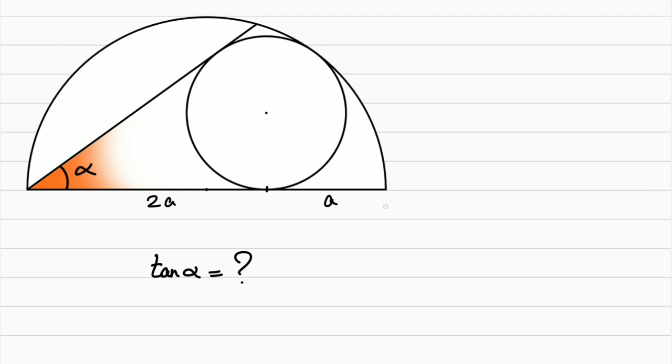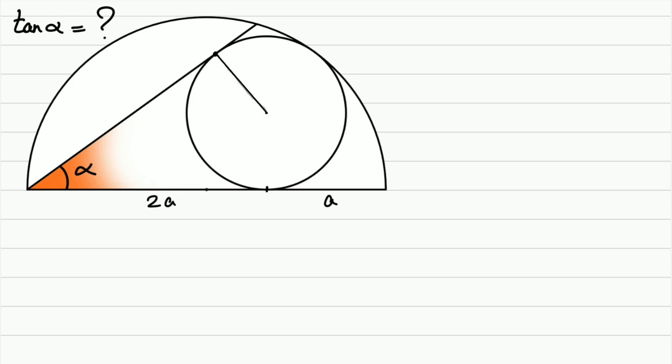We have a circle inside a semicircle. The diameter is divided, the ratio is 2 to 1, and we have the angle alpha. We want to find the tangent of this angle. It's not an easy one, but make sure to give it a try before watching the solution. Good luck. Alright, so let me start from this tangent point in here.